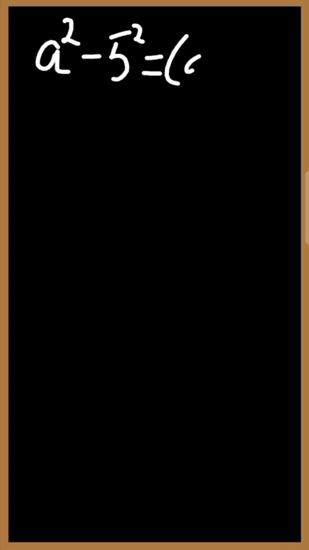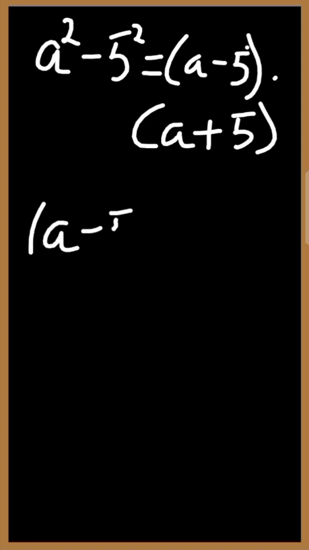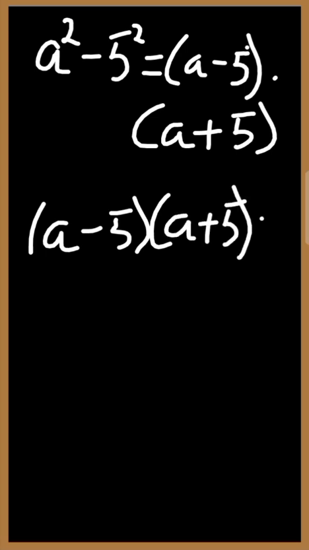We take a minus 5, then we multiply this by a plus 5. This will give us a minus 5 times a plus 5 is equal to 0.